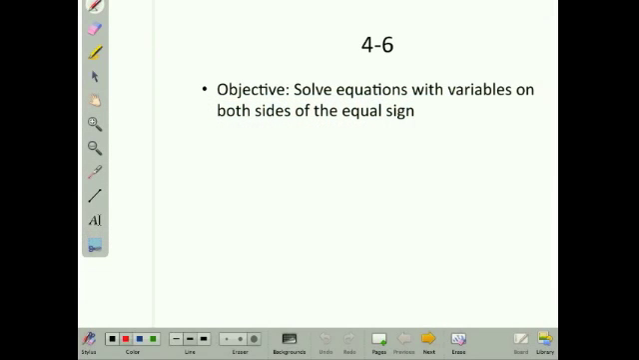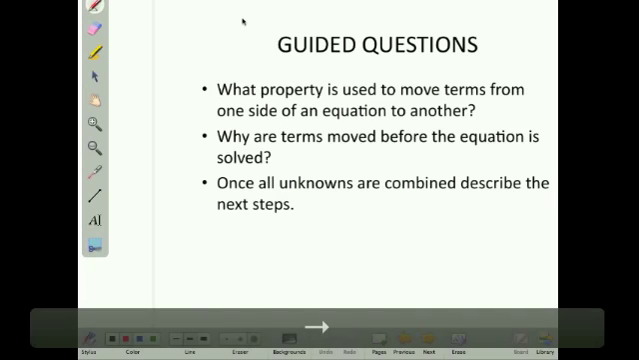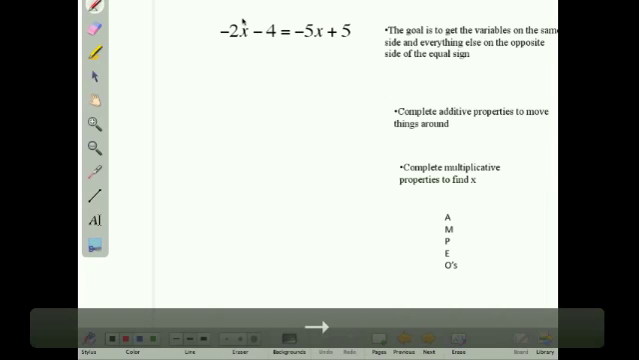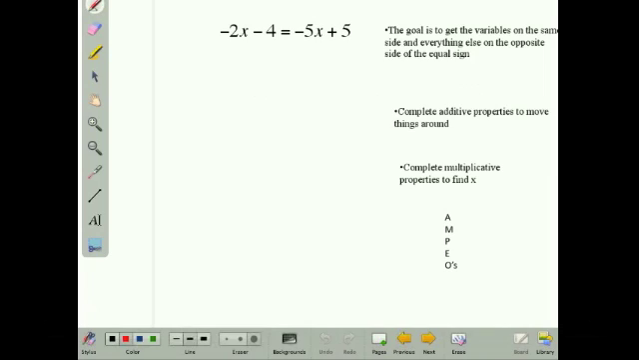In this presentation, we're going to learn to solve equations with variables on both sides of the equal sign. Alright, so we have variables on both sides of the equal sign, and that's a problem. We've got to get them on to the same side before we begin. It really doesn't matter which side you get them on, but you've got to get them on the same side.